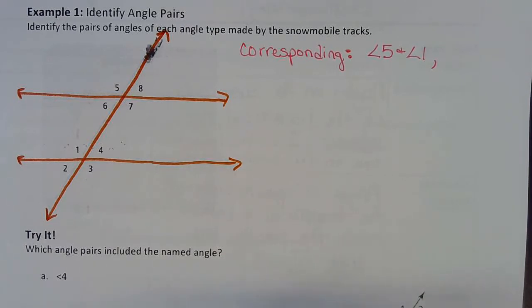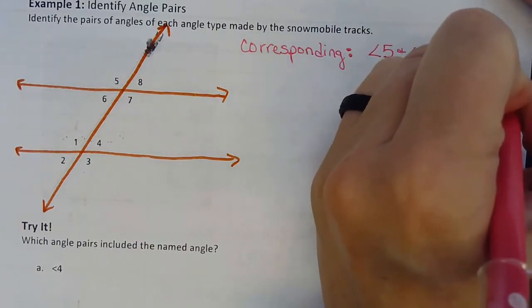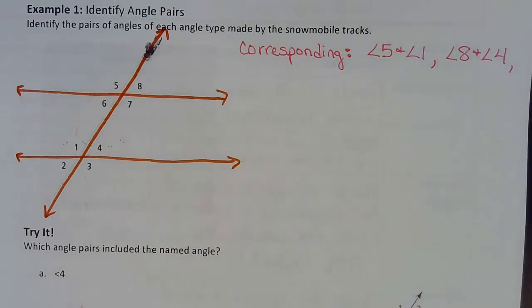What's another pair? Do it, Ashton. I have faith in you. Maybe 7 and 4. Wait, no. 8 and 4. Good. Angle 8 and angle 4 would be another pair. Just 2 more.